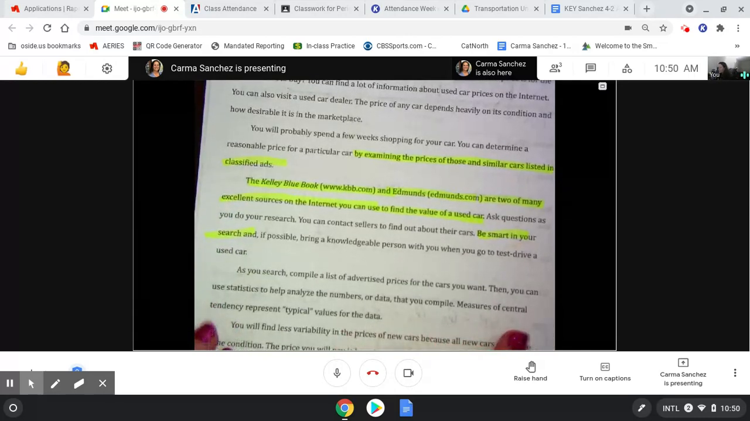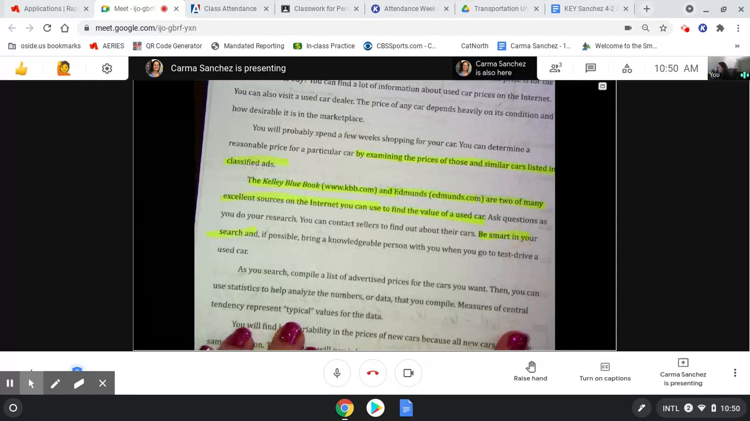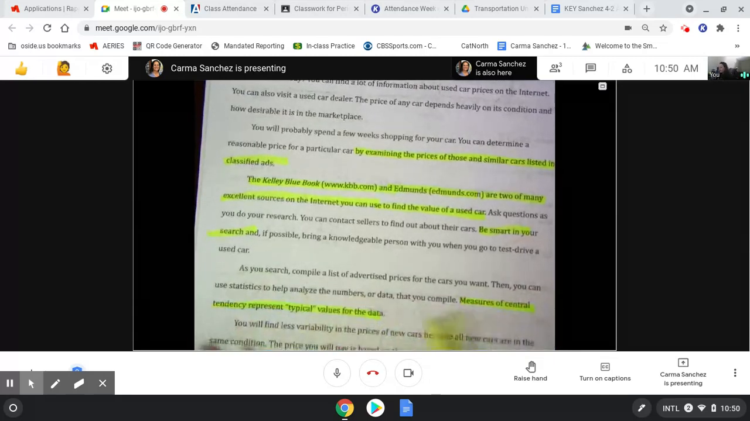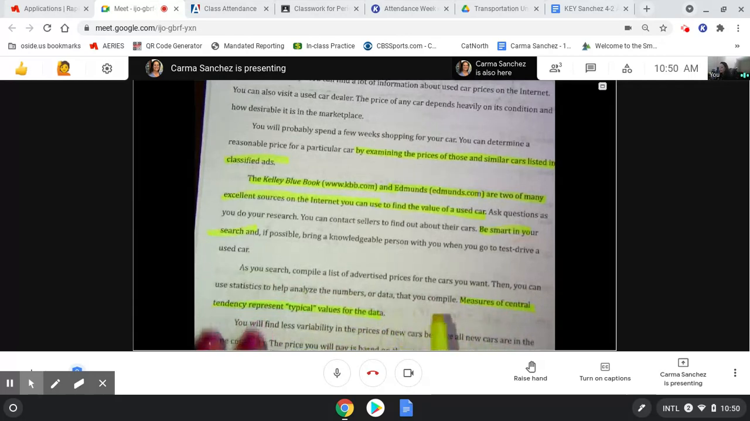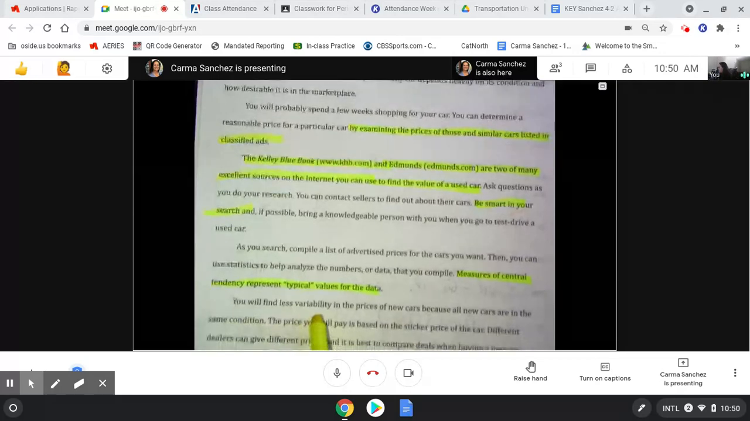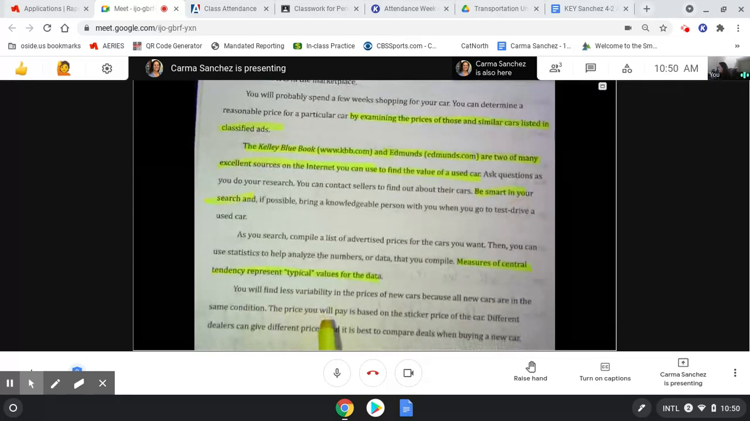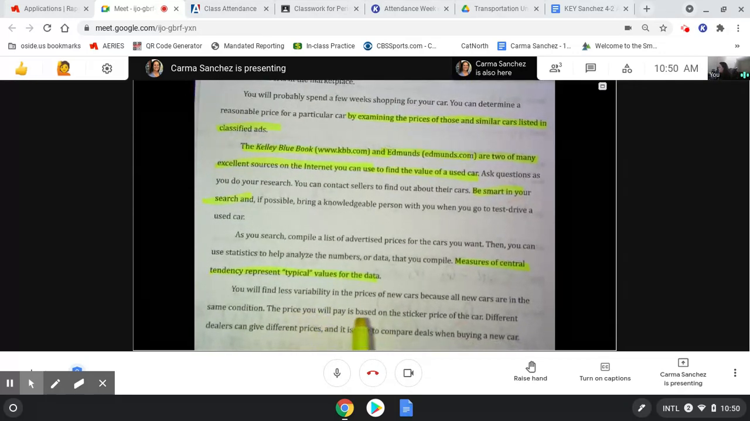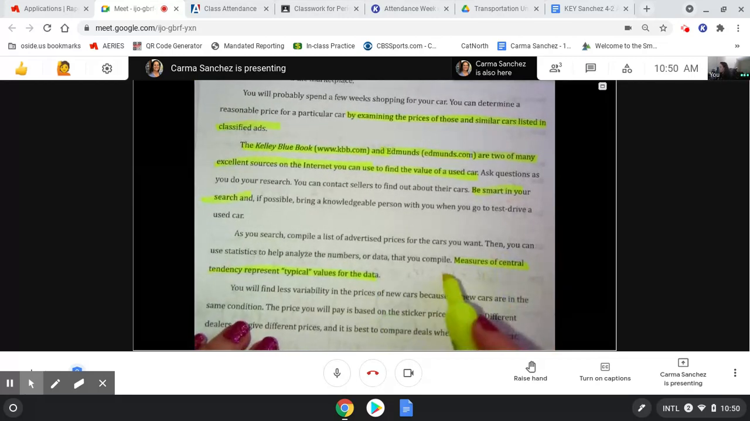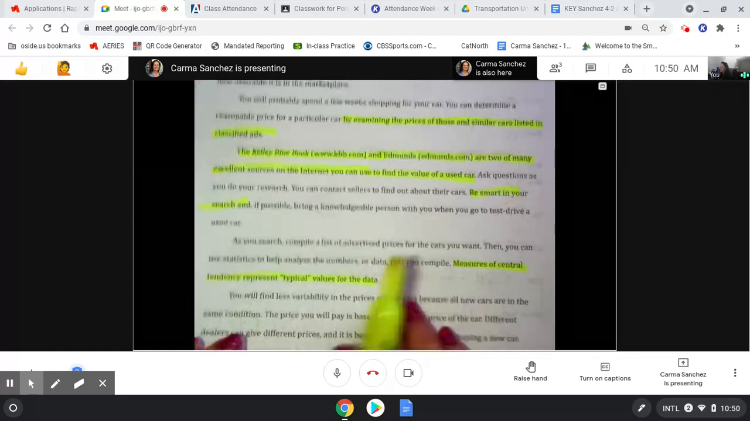Measures of central tendency represent typical values for the car. What are these measures of central tendency? The mean, the median, the mode, etc., that we've been practicing. You will find less variability in the prices of new cars because all new cars are in the same condition. The price you pay is based on the sticker price of the car, and different dealers give you different prices. It's best to compare deals when buying a new car. So we're mainly using statistics for typical values for used cars. That's what we're mainly going to be talking about.